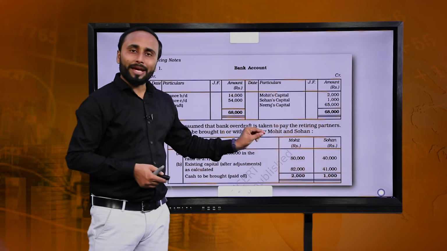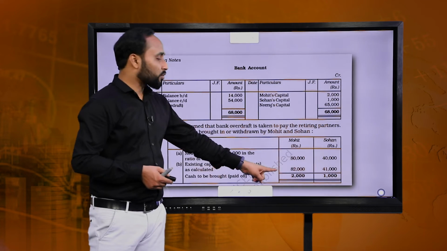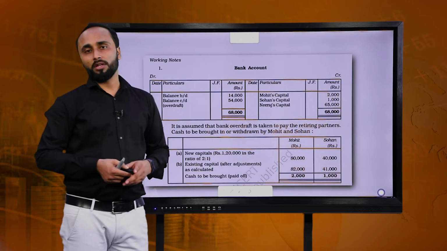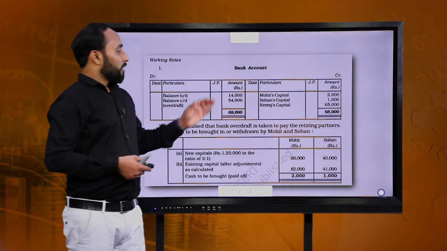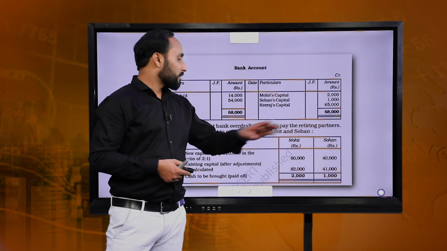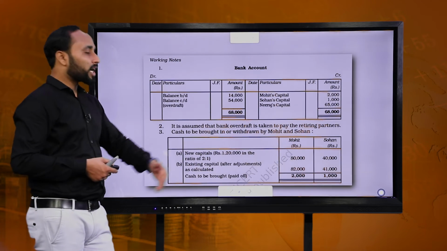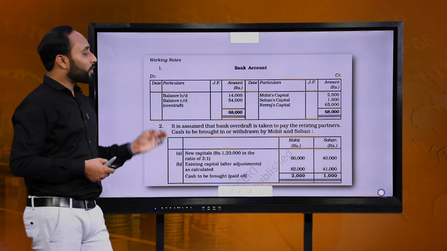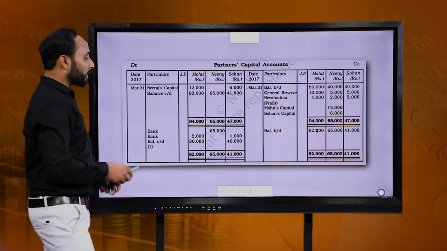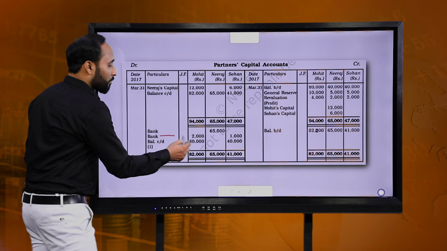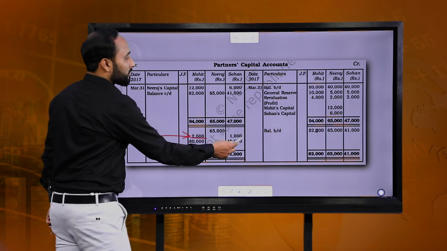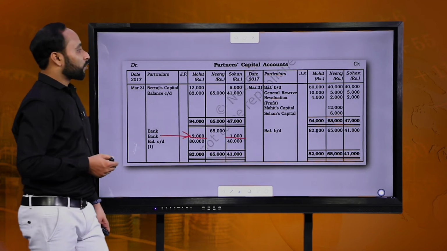While according to the new agreement, they have to keep it as 80 and 40, which is very simple. Mohit needs to keep 80,000 while he already has 82,000. What will he do? He'll take away his 2,000, which is extra in the firm. Sohan needs to keep 40,000 while he already has 41,000. He'll also take away 1,000. Both of them will withdraw their respective excess amounts, which will be shown in their capital accounts here by bank account. Mohit takes back 2,000. Sohan takes back 1,000.